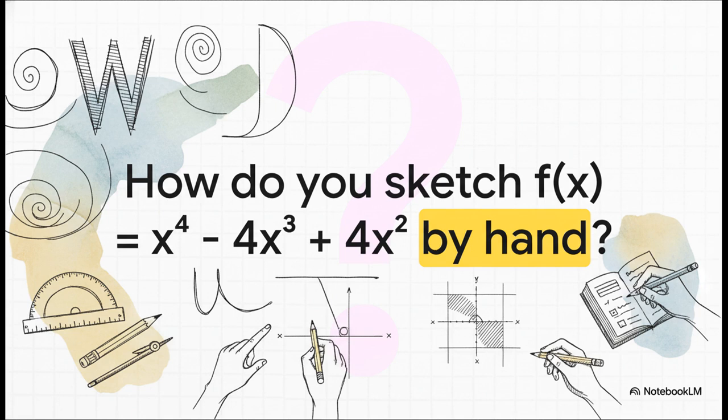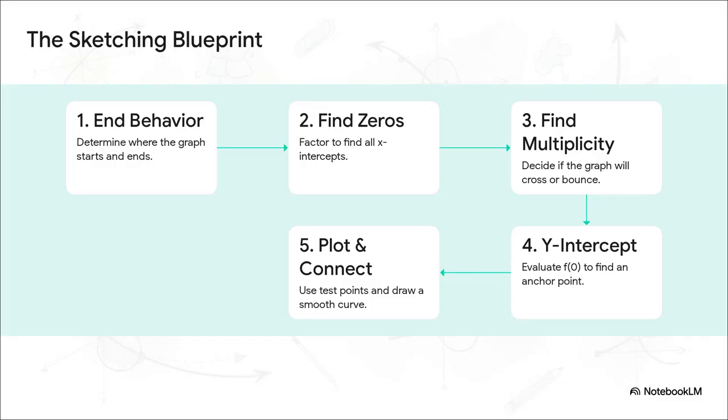I know, it seems pretty intimidating at first glance. But believe me, by the end of this, you'll have a clear plan to sketch this thing, and pretty much any other polynomial you come across. And here it is. This is our blueprint. This 5-step checklist is the secret weapon. It takes all the guesswork out of graphing and turns it into a logical, almost foolproof system. So let's break down each step.